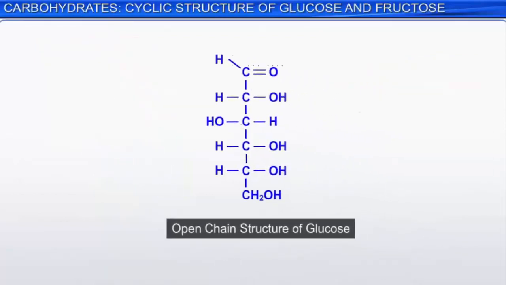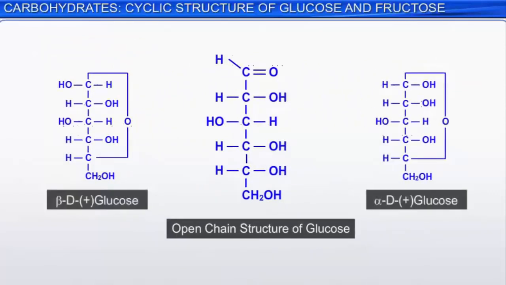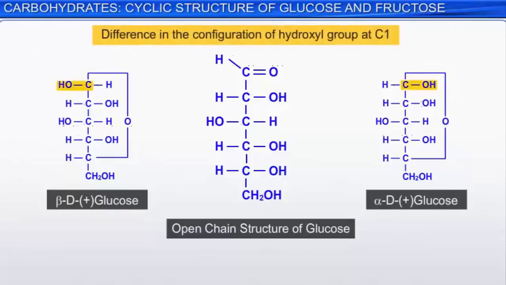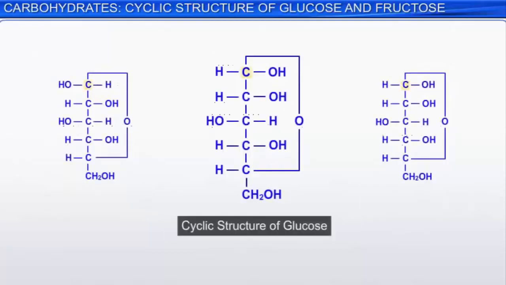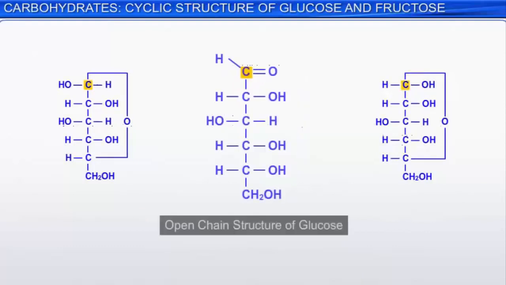Therefore, two possible isomeric forms are possible, as shown here. These two isomers differ in the configuration of the hydroxyl group at C1. Stereoisomers that differ in the configuration at C1 are known as anomers. C1 is called the anomeric carbon. Note that it is the aldehyde carbon before cyclization.